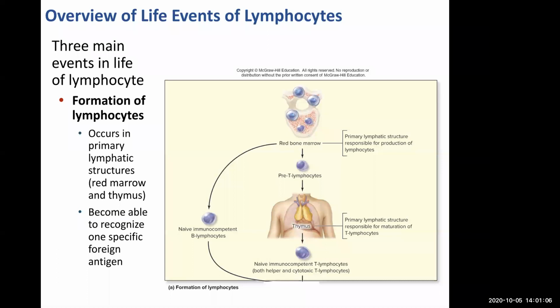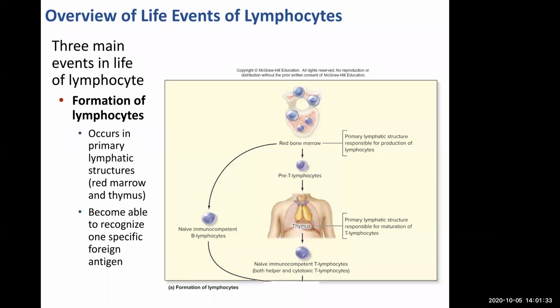And we also know that T cells, after they are originally formed in the marrow, immediately migrate to the thymus to mature. As such, both the red bone marrow and the thymus are what we call primary lymphatic structures, because they are where these lymphocytes originate.